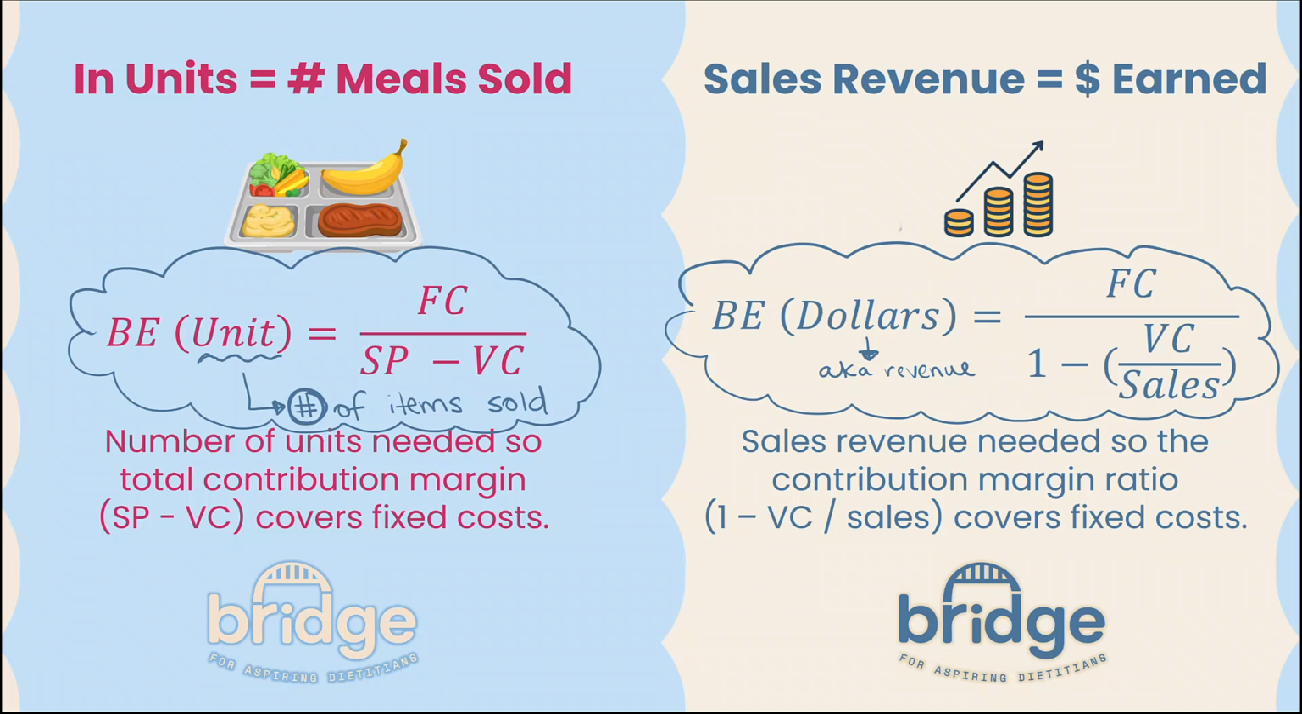So the decision comes down to the units. If the question asks about number of meals, think per unit. When calculating units, we use selling price directly in the formula. And if it's about total sales, think per dollar. When calculating revenue, we use selling price as part of the ratio to determine how much of each dollar is usable beyond variable costs. That shift is what determines which equation you use.